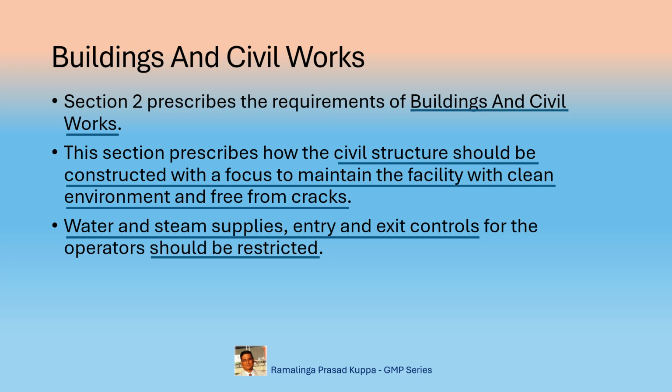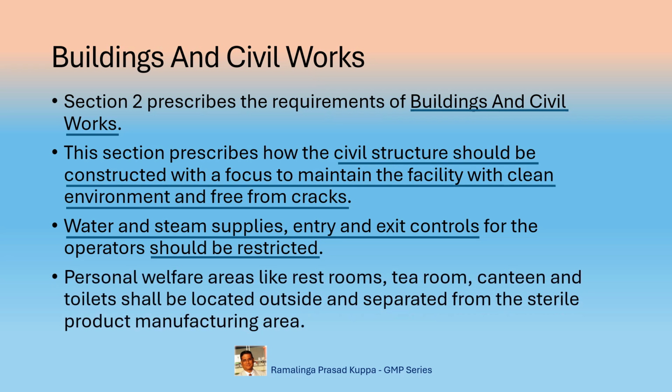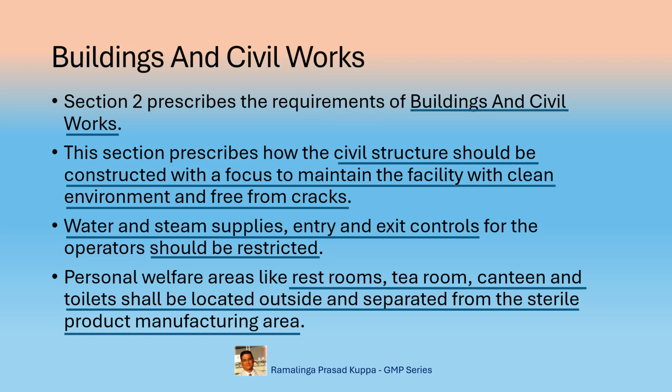Water lines should not leak at any point in the sterile area. The entry into such areas should be restricted. It may be achieved through an automated system or by following an effective SOP. Personal welfare areas like restrooms, tea rooms, canteen and toilets shall be located outside and separated from the sterile product manufacturing area. This is important. The food and other items could compromise the aseptic conditions of the area. So, such areas should be away from the sterile areas and easily accessible. It is also important that such areas are maintained clean and dry always. Continuous supply of water and one-use disposable paper napkins or hand dryers should be in place in such areas.